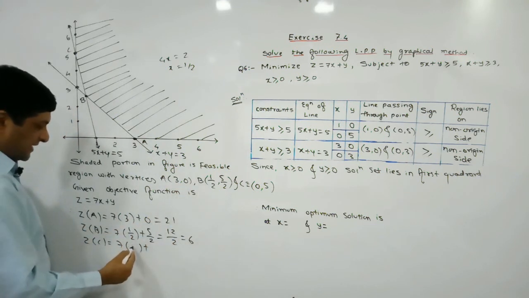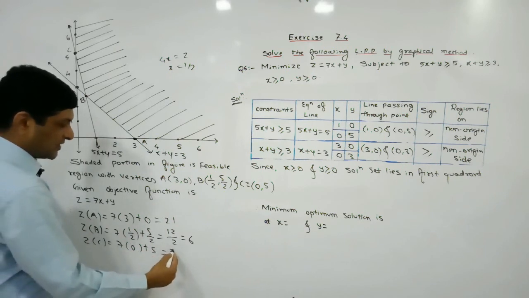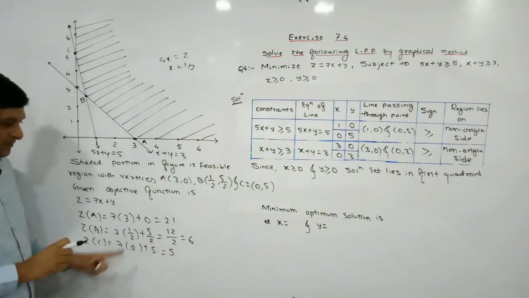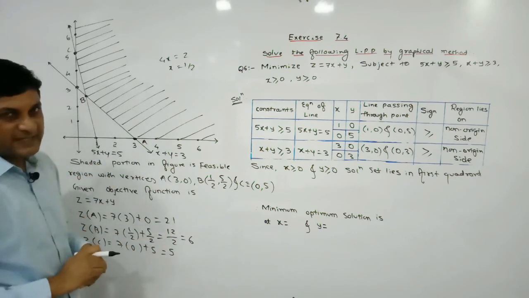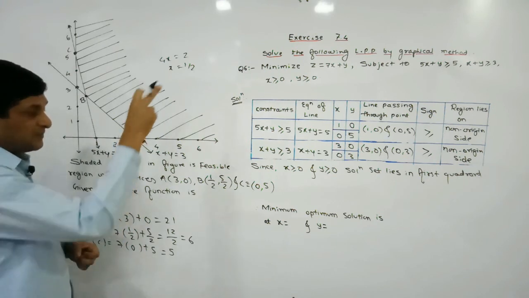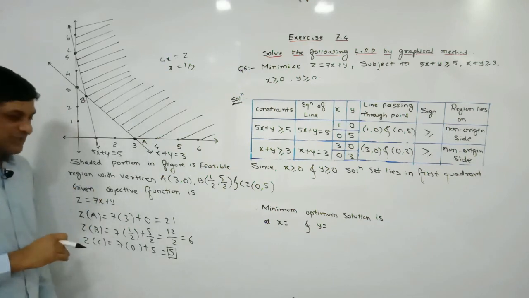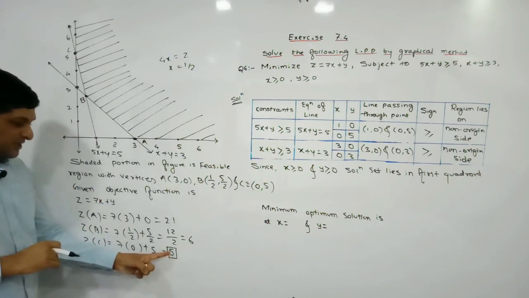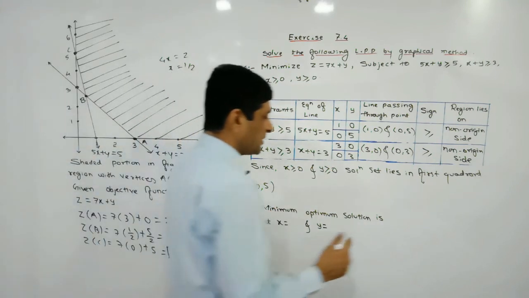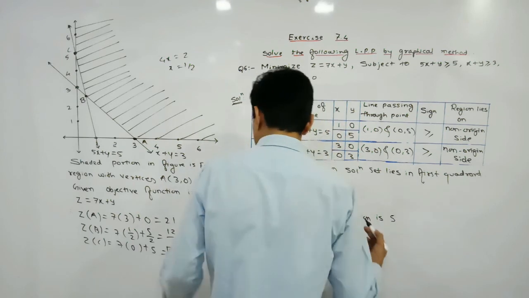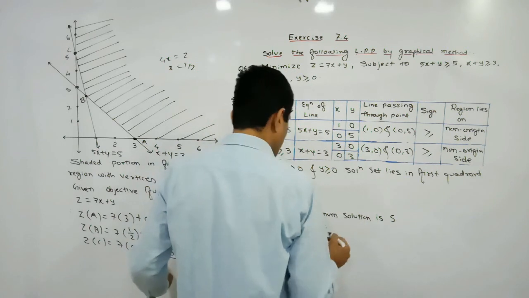Then substitute the coordinate of vertex C, 0 and here the y coordinate is 5, so it will be equal to 5. In this way we have got the values of the objective function at all these vertices. Check which is the minimum value, because the question is to find the minimum optimum solution. So here we can observe that the value is minimum at vertex C, and that minimum value is 5. So we can say that the minimum optimum solution is 5 at x equals 0 and y equals 5.